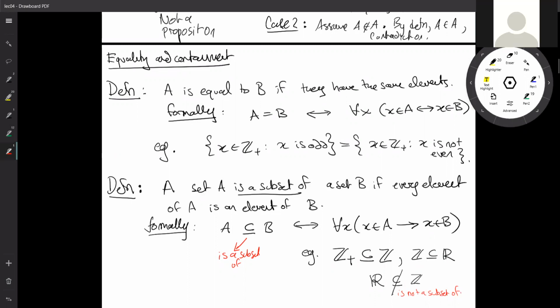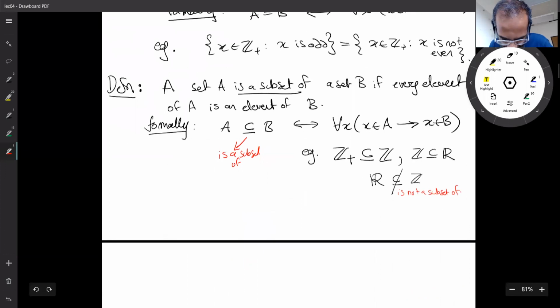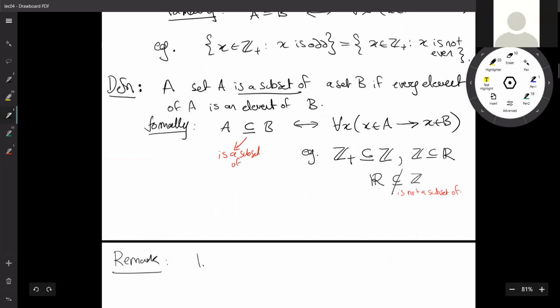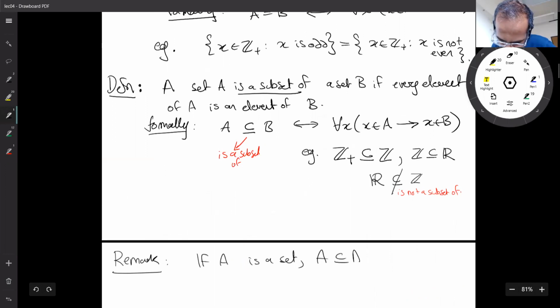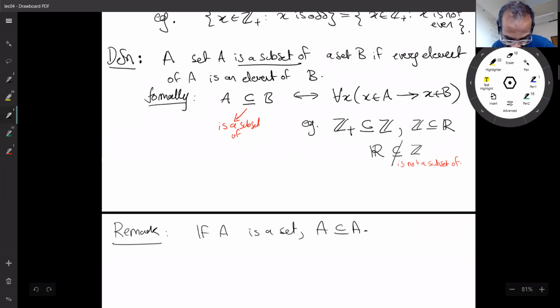Because if Z is a subset of R, it kind of implies that R is bigger than Z. And so how could you fit all of R into Z? That's not quite right. You said if Z is a subset of R, that means R is bigger. Well, it doesn't mean R is strictly bigger. For example, here's a remark. If A is a set, it's always a subset of itself. That's a tautology. So being a subset doesn't mean you're strictly bigger.